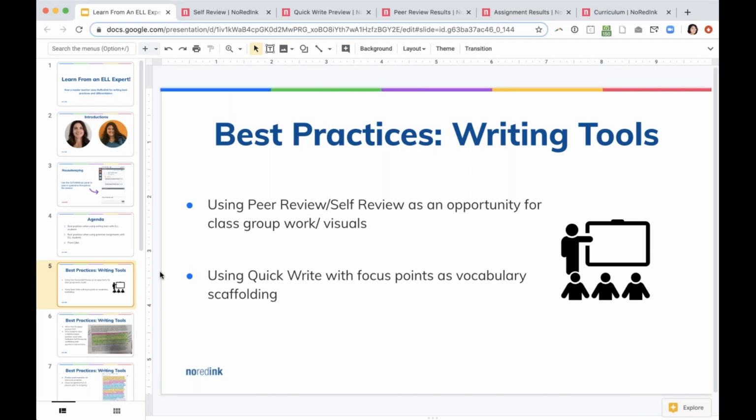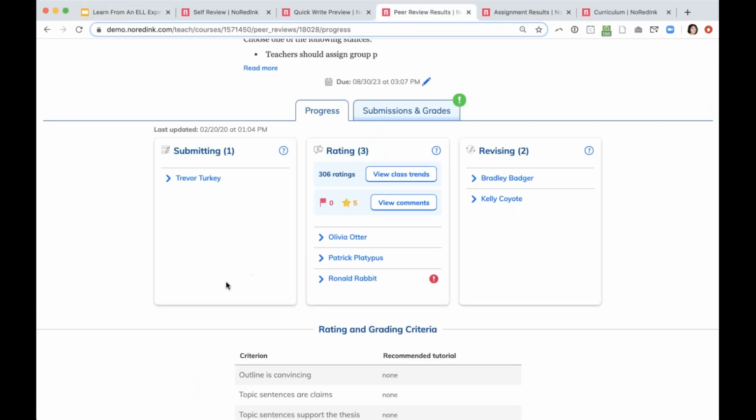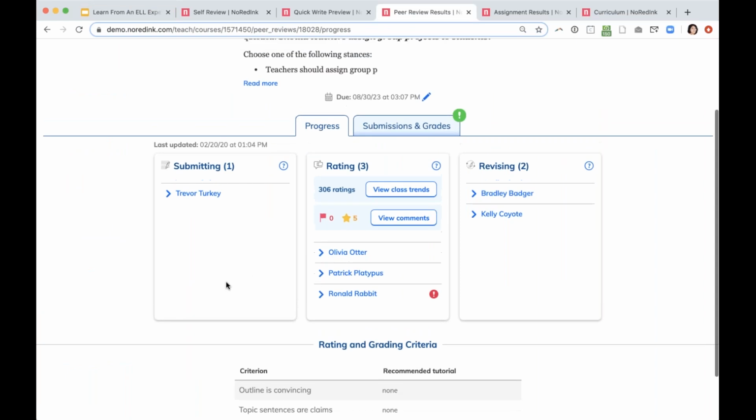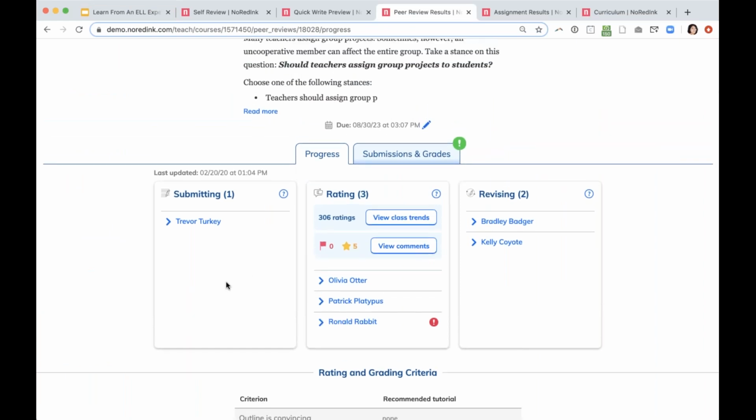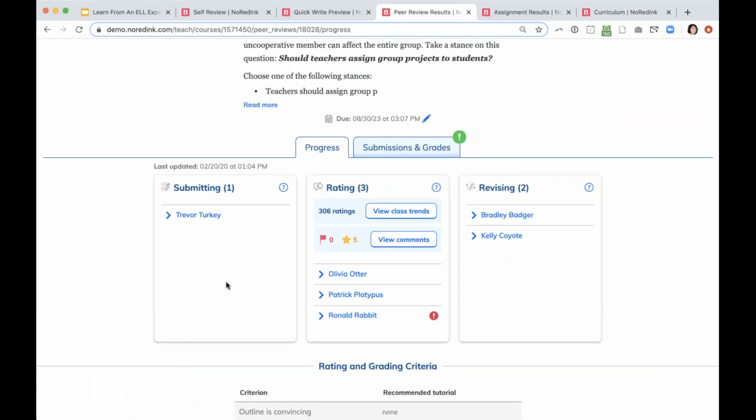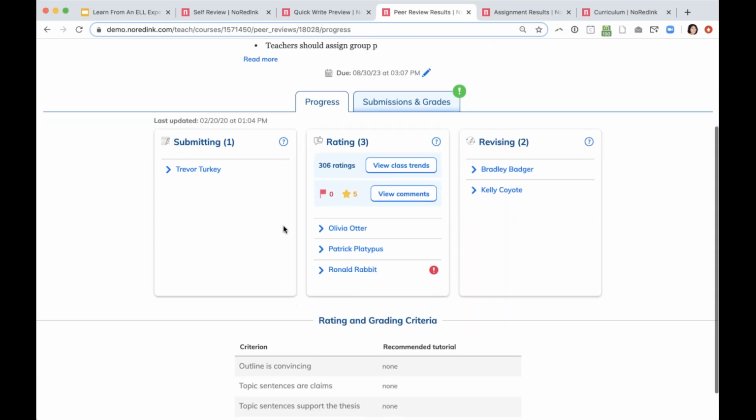Now the peer review I find works extremely well with ELL students because they're getting instant feedback from you and from their classmates. So the peer review, they are able to review themselves and then 5 other anonymous students. They're able to look at 5 other samples and give feedback to those students as well as receive feedback. Then they have an opportunity to revise their own writing.